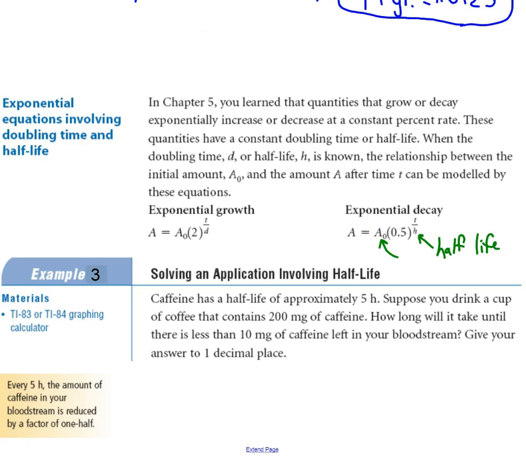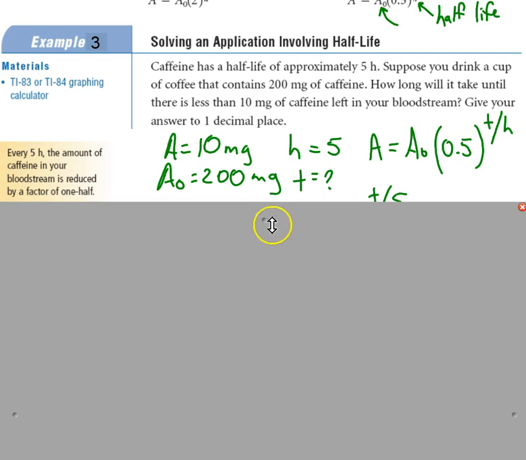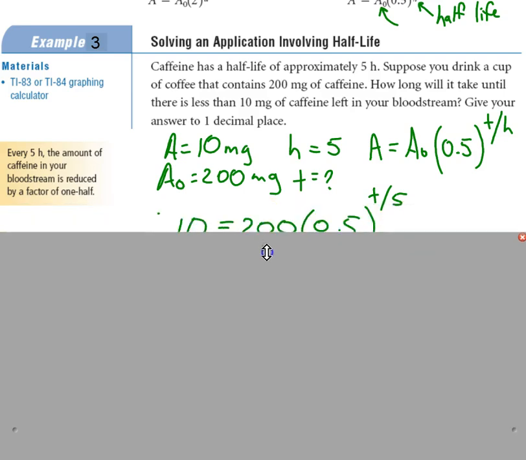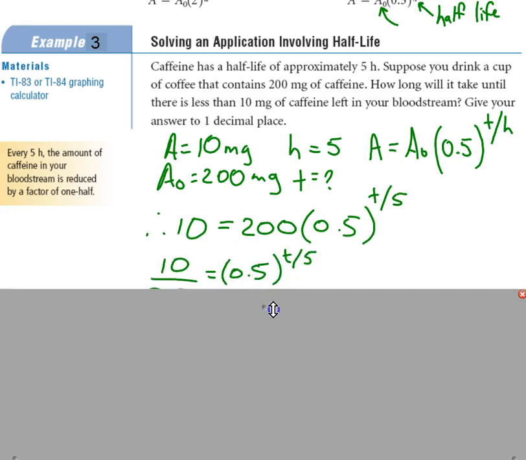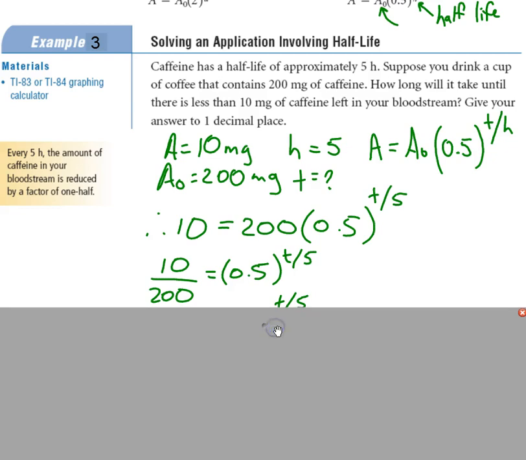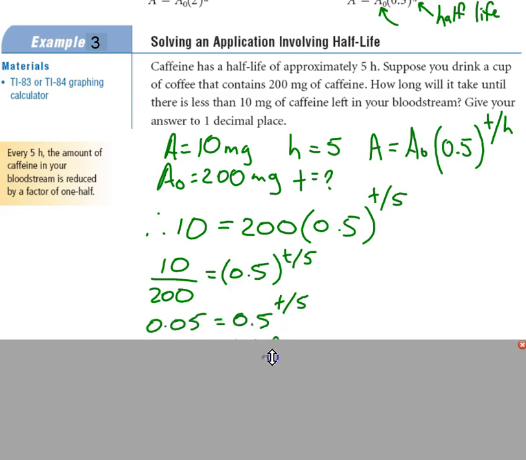So we solve this problem by just setting the amount equal to 10, with the initial value equal to 200, and the half-life equal to 5. Okay, to solve this, I just write what I know, set up the formula, substitute what I know into the formula, and then in this case, I'm going to just simplify this a little bit, and I arrive at 10 over 200 is 0.05, which would be equal to 0.5 to the t over 5.